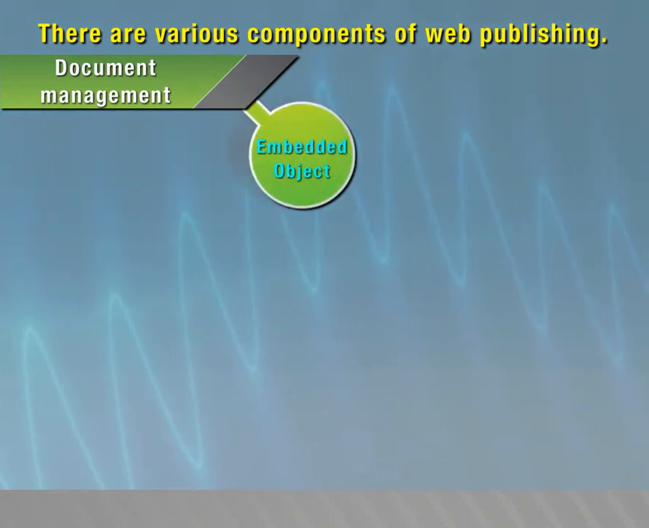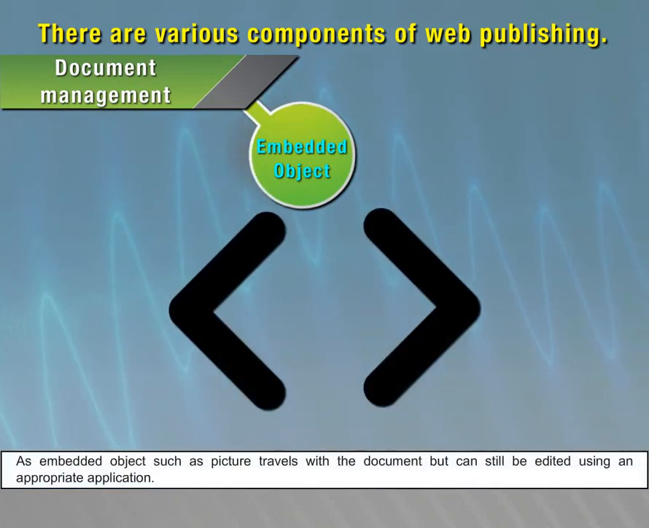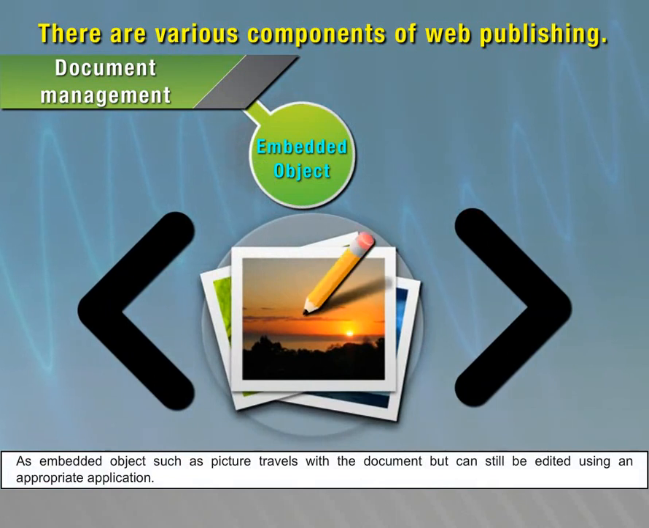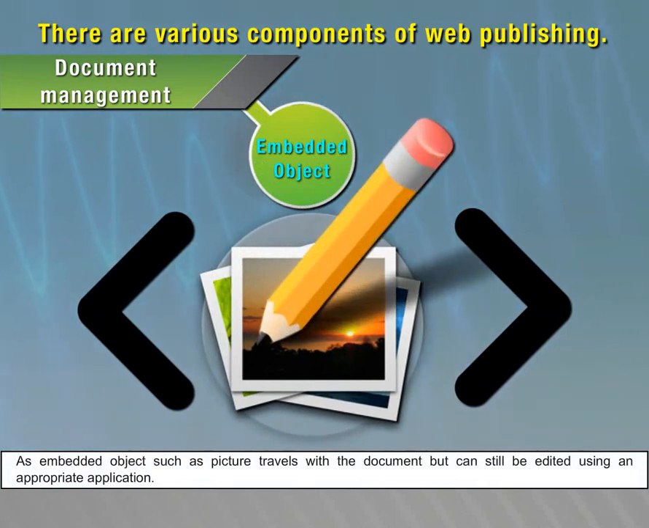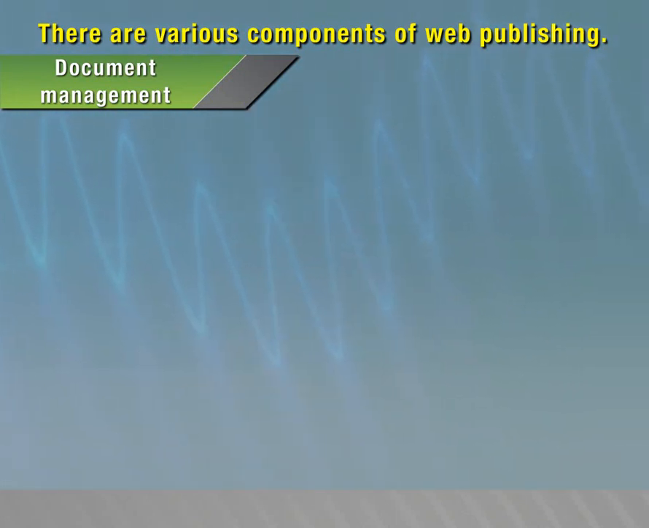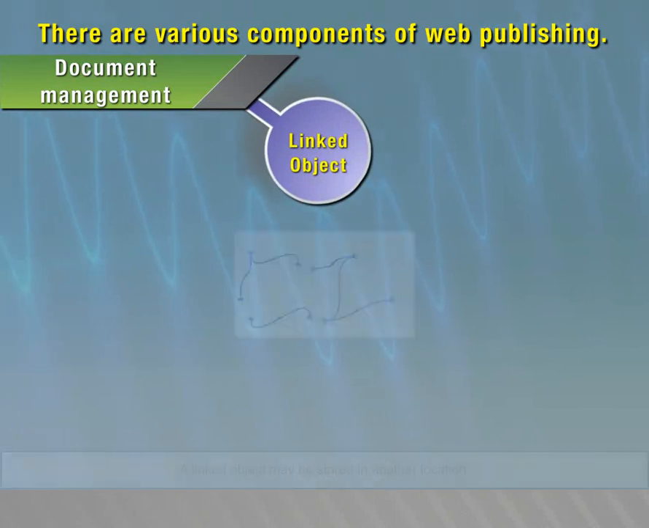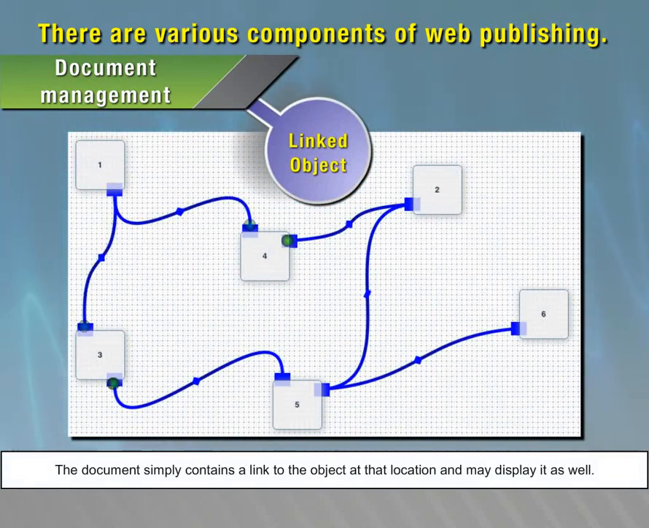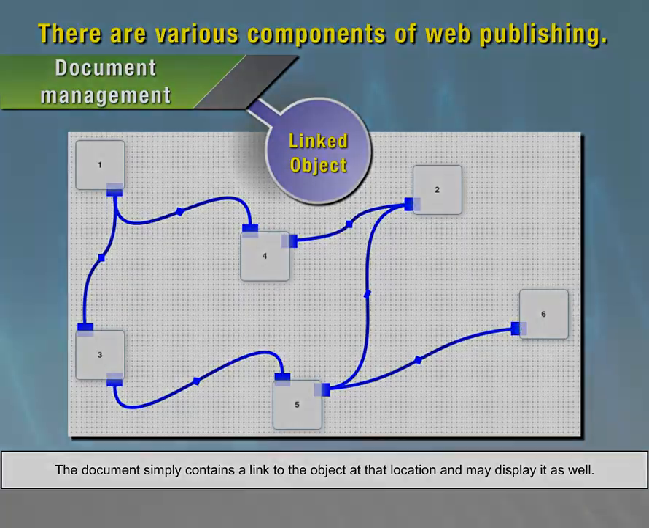Embedded object. An embedded object, such as a picture, travels with the document but can still be edited using an appropriate application. Linked object. A linked object may be stored in another location. The document simply contains a link to the object at that location and may display it as well.